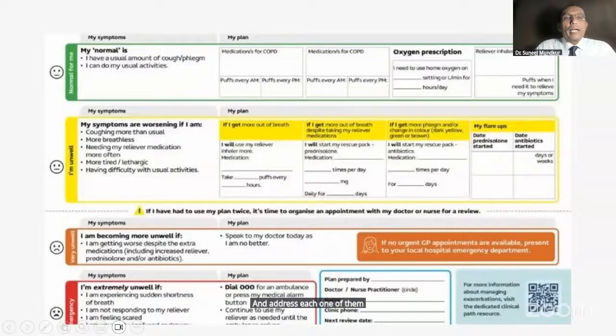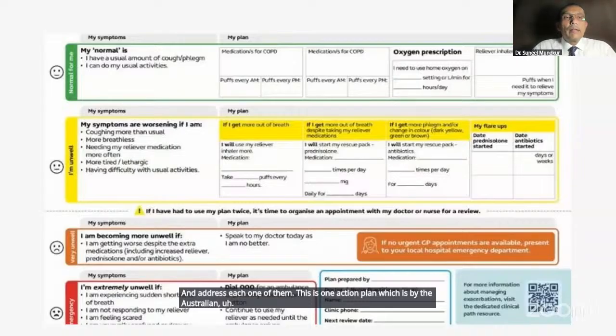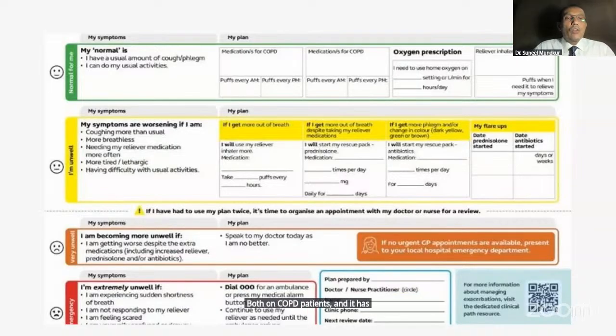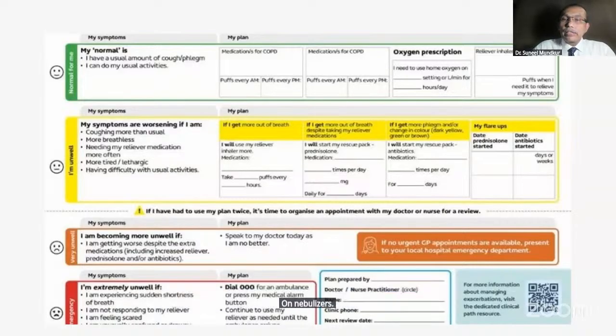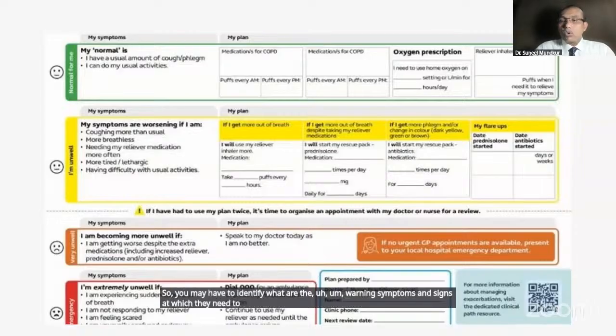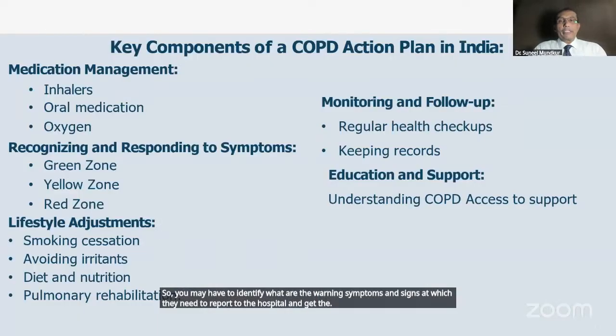This is one action plan by the Australian board on COPD patients, and it has three colors, that is red, yellow, and green. Green is safe. Yellow says that patients may require observation, and red means they may need to get admitted. It indicates the severity of COPD, and because many of these patients will be on inhalers, many on nebulizers, many on home oxygen therapy, you may have to identify the warning symptoms and signs at which they need to report to the hospital and get expert treatment.